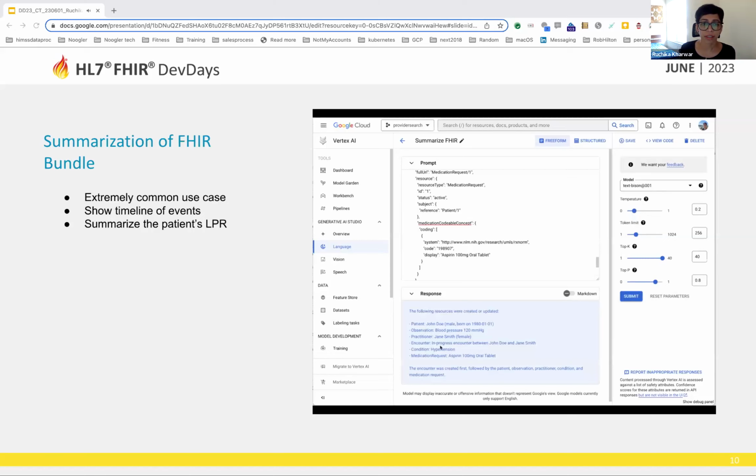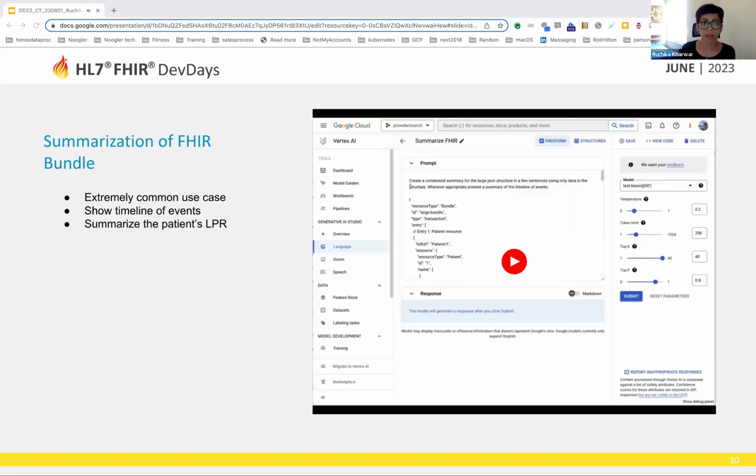So here in this example, what I have is a little prompt with the context saying, summarize this FHIR bundle. And notice on the right-hand side, the little knobs to basically let you experiment with the results. Things like temperature, letting you set how much creativity you want the model to have.